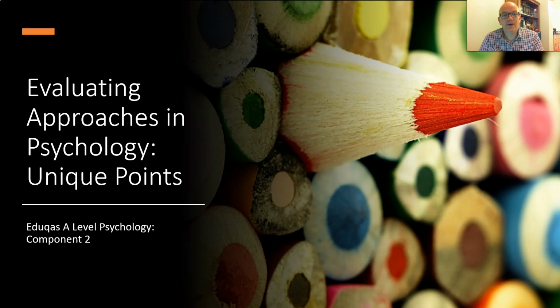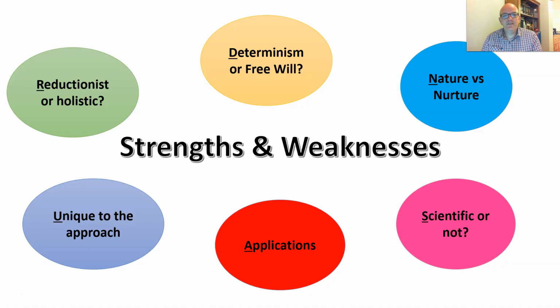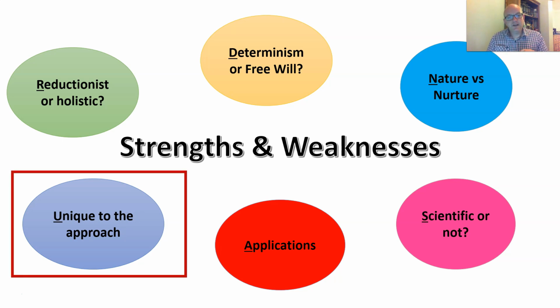Today we're going to evaluate the approaches in psychology by looking at a unique point for each approach. In my videos over the last few weeks we've been looking at different arguments and relating the approaches to them, identifying whether it is a strength or a limitation to the approaches. Well, in today's video it's going to be slightly different, because we're going to look at a different evaluation point for each of the approaches, apart from one, and we'll come to that in a minute.